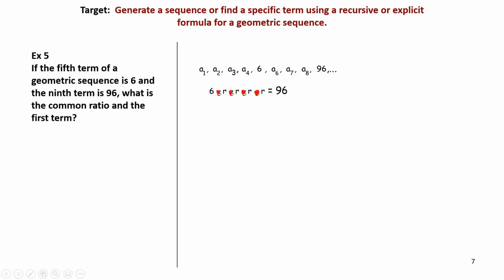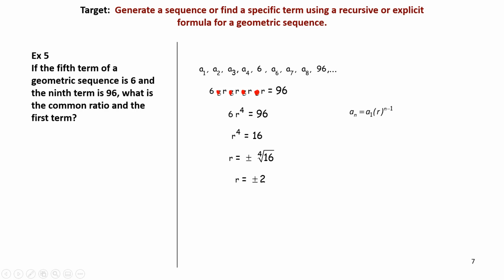All right, so this time I would take a sub 5 and I would need to multiply by 1 R, 2 R's, 3 R's, 4 R's. There we go. R times R times R times R. Perfect. Well, that's 6R to the fourth equals 96. So then I would have to divide by 6 on both sides. That gets me 16. I'm going to fourth root both sides again, and that's going to give me plus and minus 2. Now, I don't know if both of these are going to work, but we're going to find out.